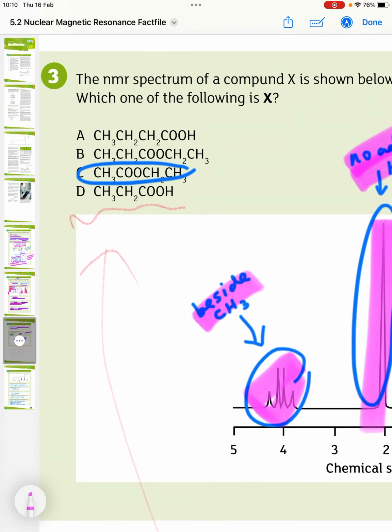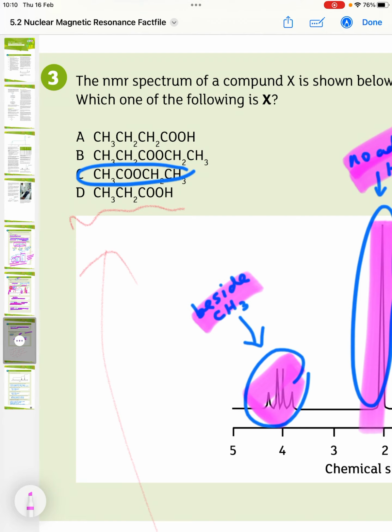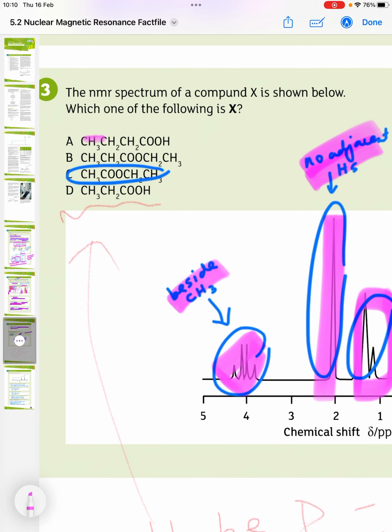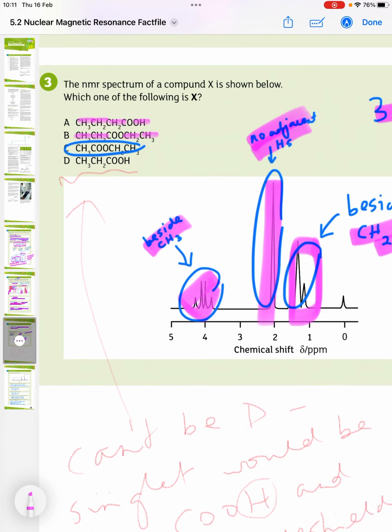The first one has 1, 2, 3, 4 different environments, can't be it. And then in B we've got 1, 2, 3, 4 environments again, and so no. So that leaves us with C and D, which both have 3 environments. Now if we look at C, there is 1 with no adjacent hydrogens, and then 1 which is adjacent to 3 and 1 which is adjacent to 2. So the answer is actually C.